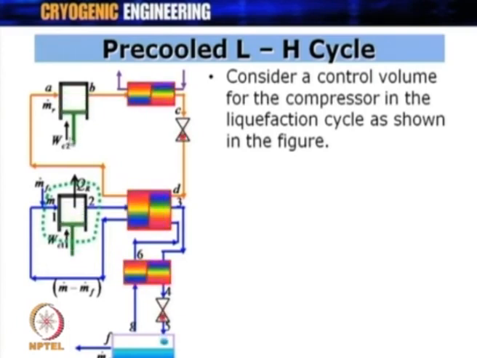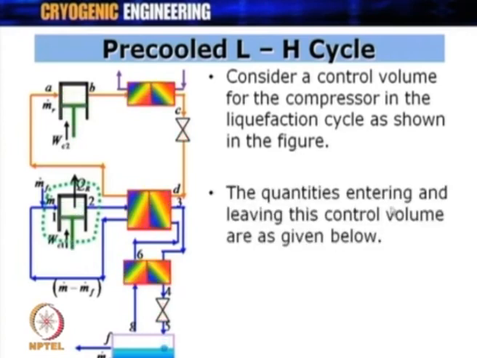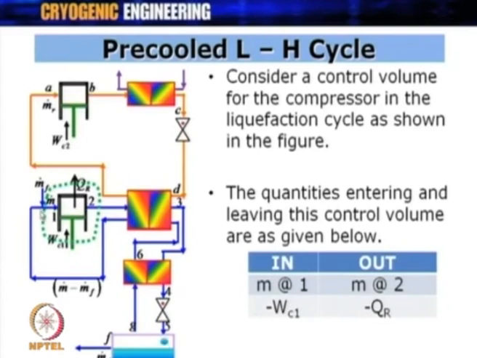One is an adiabatic compressor, one is an isothermal compressor. So, consider a control volume for a compressor in the liquefaction cycle as shown in this figure. The quantities entering and leaving the control volume are as given here. So, again we have got m dot entering at point 1 and m dot leaving at point 2.